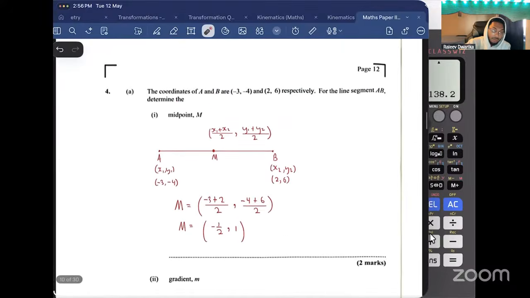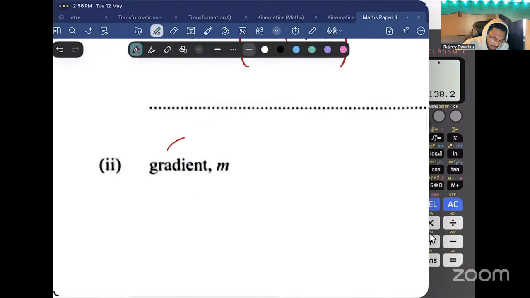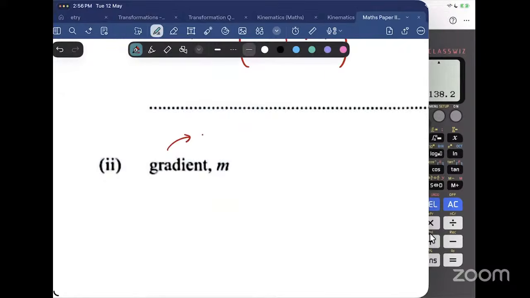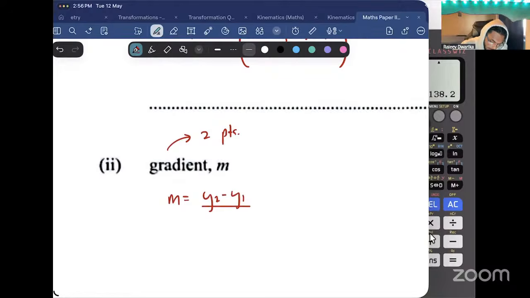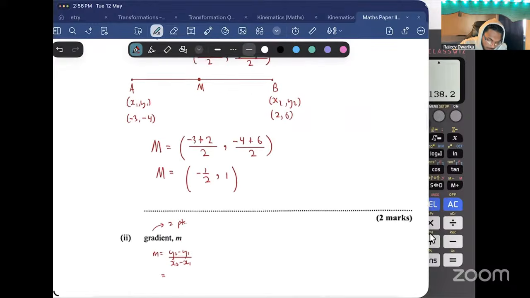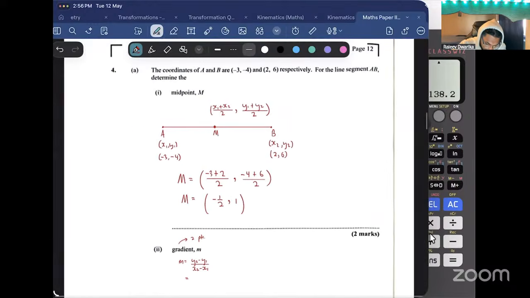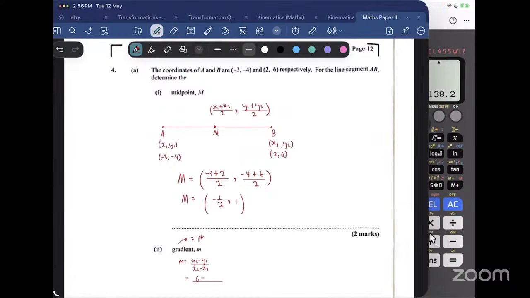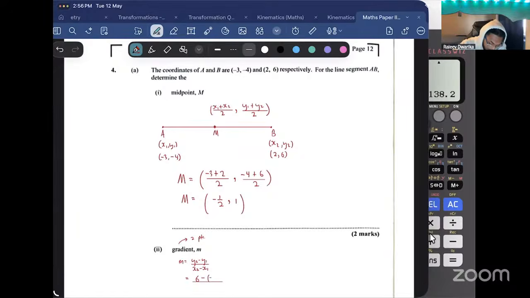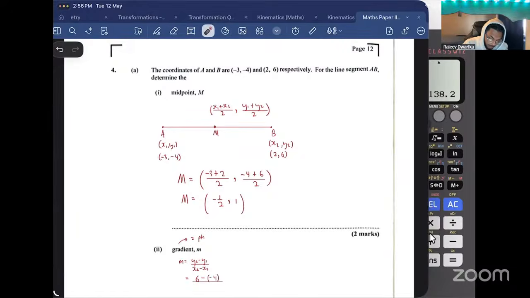They want you to find the gradient. To find the gradient, how many points do you need? Gradient is y2 minus y1 over x2 minus x1. We already labeled it as such. So y2 is 6, minus y1, which is -4. You have to put that in brackets. So y2 is 6 minus, in brackets, y1, which is -4.